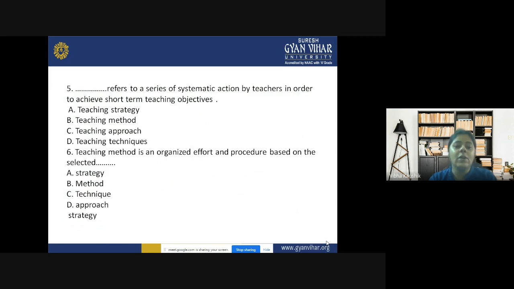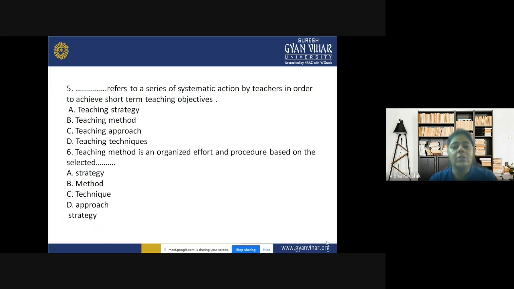Now the options are A, teaching strategy, B, teaching method, C, teaching approach, or D, teaching technique. So these are the options, students. And now, what will be the correct answer? The correct answer will be option A, that is teaching strategy.